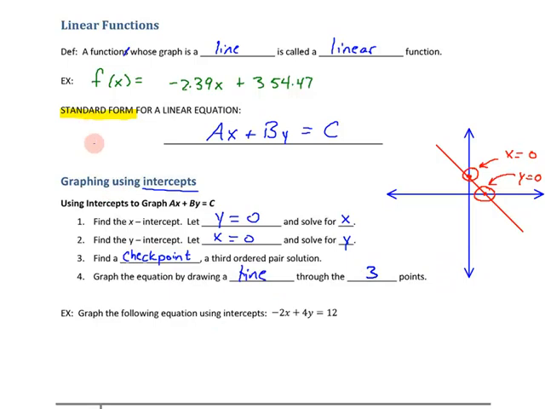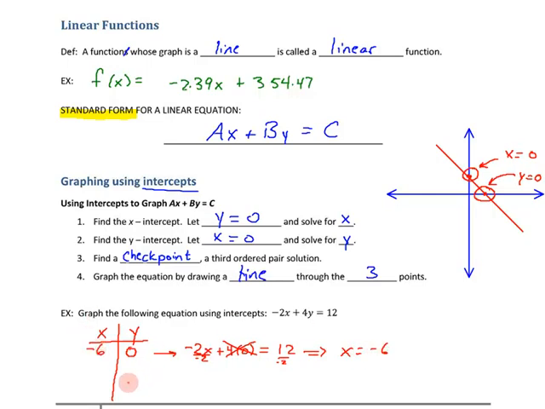Let's graph by using the x and y intercepts. I'm going to set this up in a similar fashion to the way we've done it before. Let's find the x-intercept first. The x-intercept is done by setting y equal to 0, right? So I'm going to plug in y equals 0 into this equation. Negative 2x plus 4 times 0 is equal to 12. Notice that drops out because it's 0. I can divide both sides by negative 2, and I get that x is equal to negative 6.